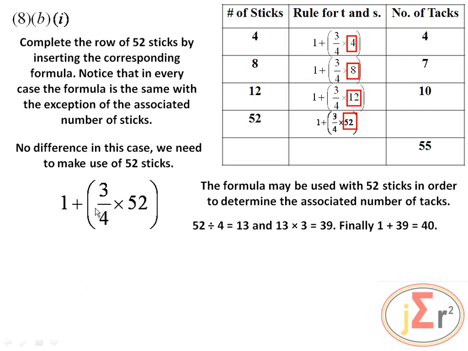We will opt to reduce the formula by 4. So 4 into 52, that's 13. 3 times 13 is 39. 1 plus 39 is equal to 40.